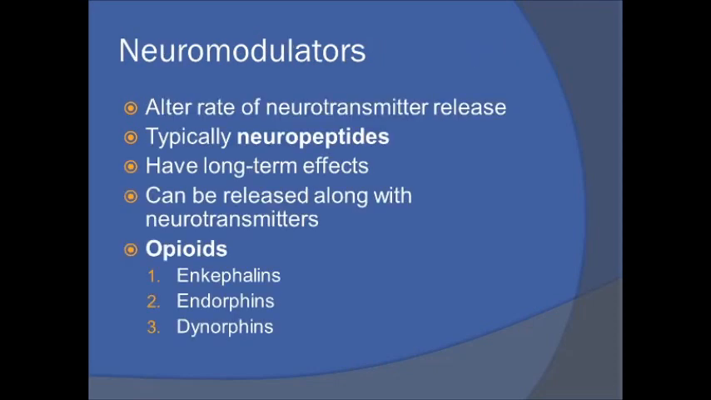There's also neuromodulators. They alter the rate of the neurotransmitter release. These are typically neuropeptides. They have long-term effects and can be released along with neurotransmitters. One really good example or class of neuromodulators are opioids. And three types of those are enkephalins, endorphins, and dynorphins. These are natural pain relievers in your body.